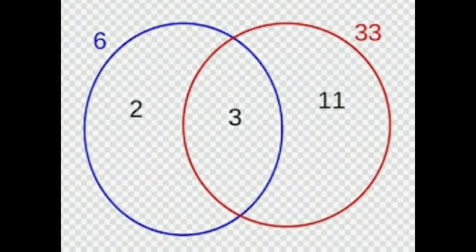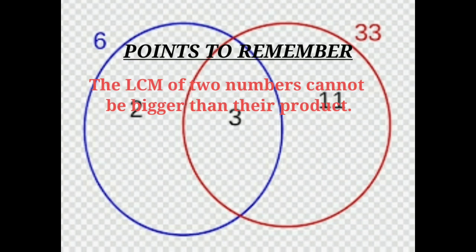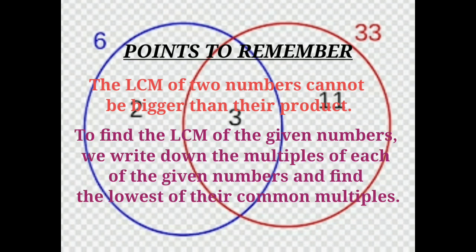From these two examples, we learned two important points about finding the LCM, which you must remember every time you are supposed to find the LCM of any given numbers. Point 1: The LCM of two numbers cannot be bigger than their product. Point 2: To find the LCM of the given numbers, we write down the multiples of each of the given numbers and find the lowest of their common multiples.